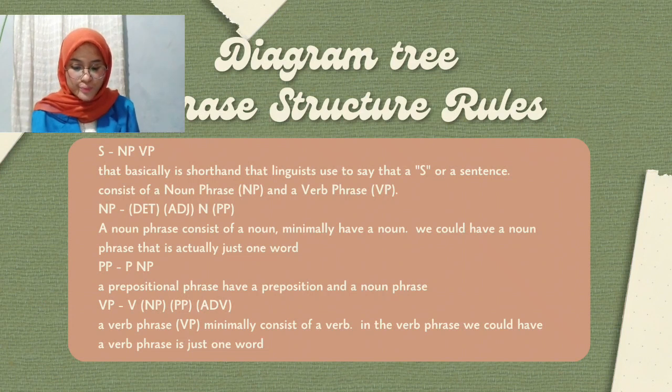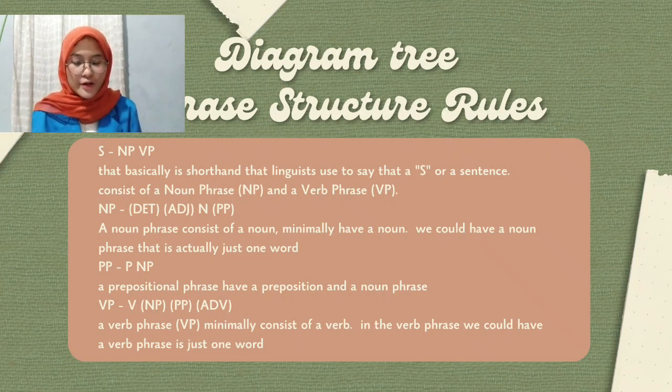A noun phrase consists of a noun, minimally it must have a noun. We could have a noun phrase that is actually just one word. So NP means noun phrase, and DET means determiner. ADJ means adjective, N for noun, and PP for prepositional phrase.